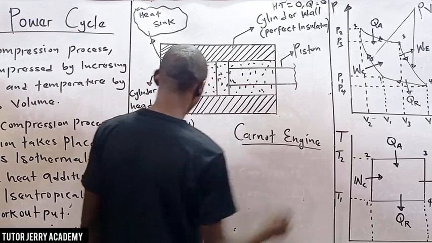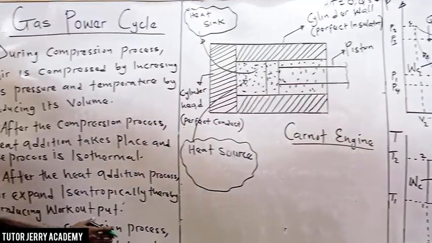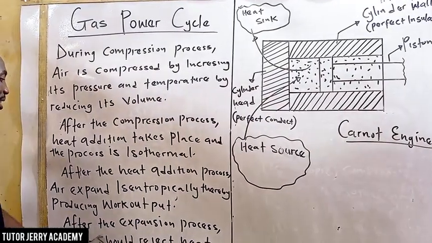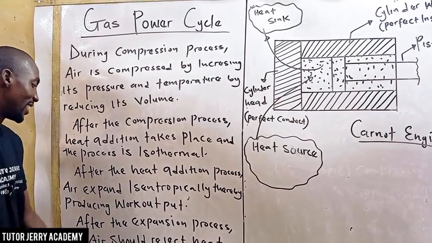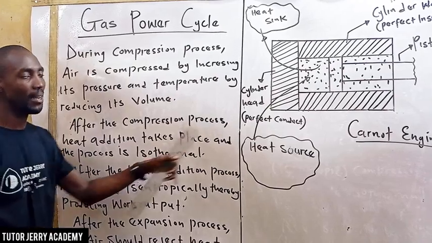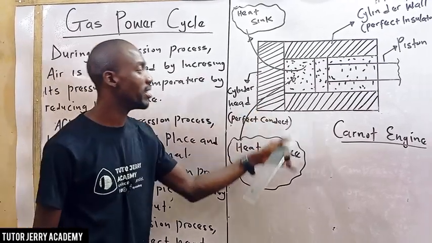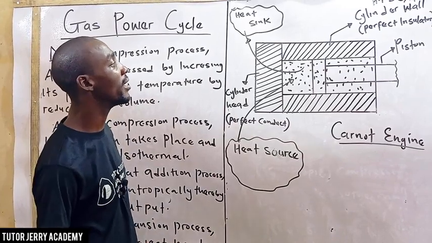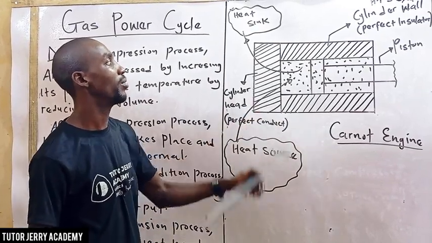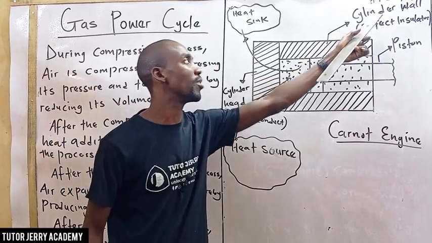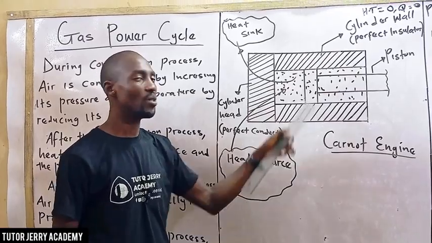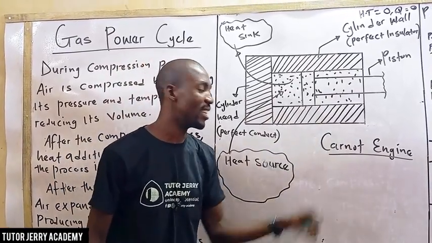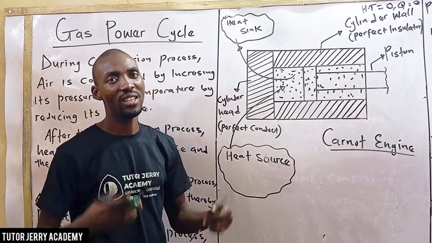All right. So now I think this point is clear to you. After the expansion process, the air should reject heat from the engine at a constant temperature. I've just used this Carnot engine to explain that point. And for exam purposes, take note of this: because the cylinder wall is perfectly insulated, the heat transfer in this Carnot engine equals what? 0.